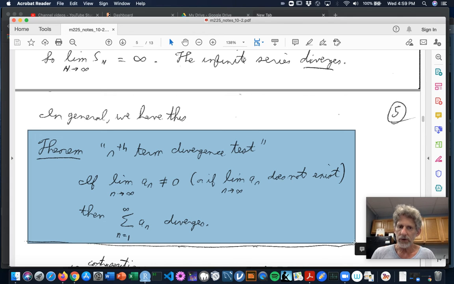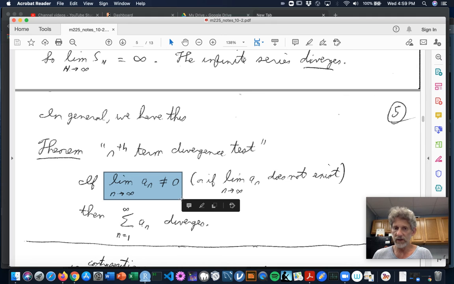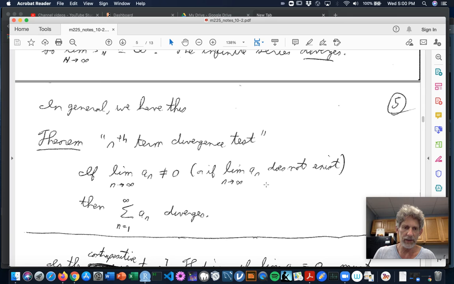They call it the Nth-term Divergence test. If the limit of some sequence is not 0, so I mean either it has a limit and that limit is not 0, or the limit doesn't even exist. If either one of those things happens, then the infinite series that you form from them diverges.